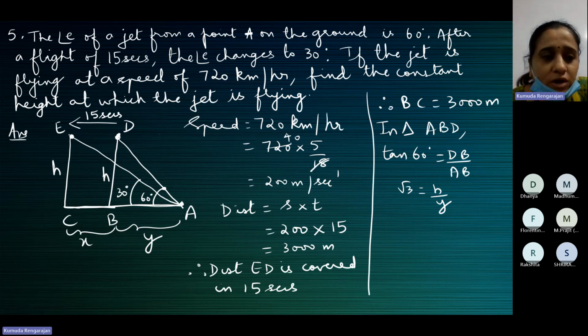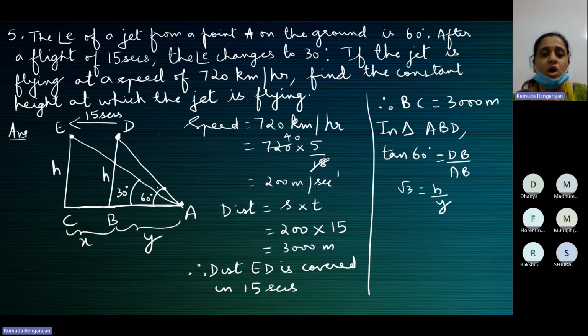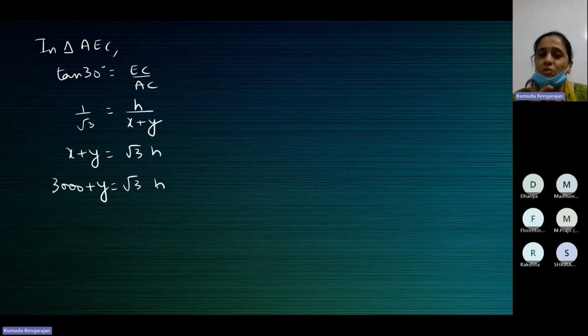Now you can decide, what do we want to find? We want to find H, right? So that means we don't want Y. You want to find the constant height at which the jet is flying. That is H. If you want to find H, H should be in your equation. The other one should not be in the equation. Now in this equation, we have Y and H. You need to have H because you have to find H. So you don't want Y.